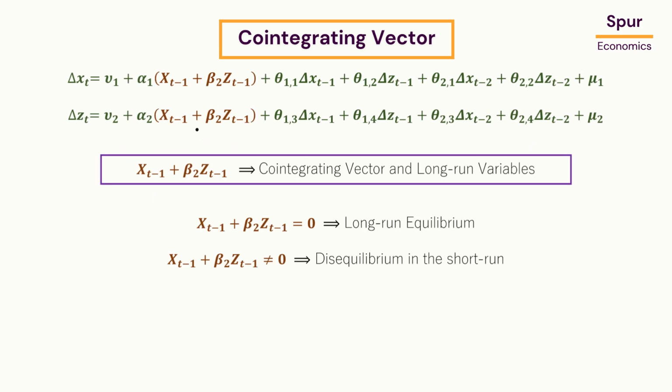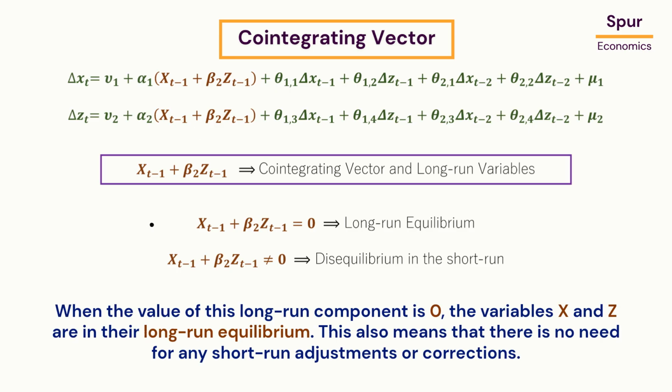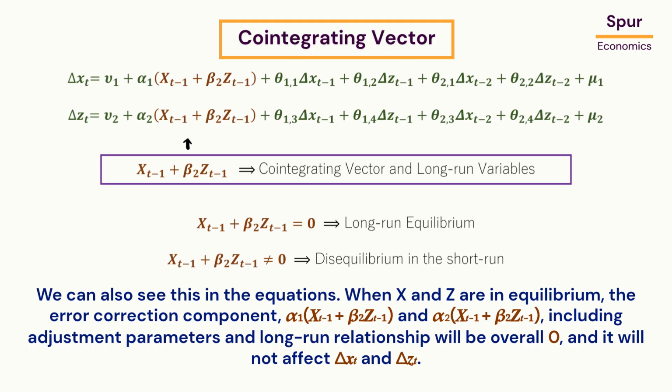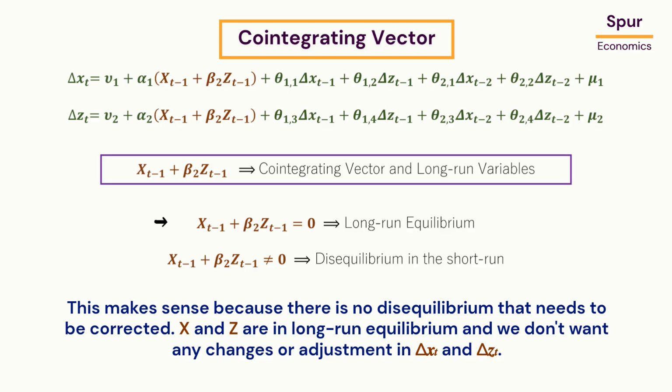The cointegrating vector and the long-run variables are shown in this part of the equation. When the value of this long-run component is 0, the variables x and z are in their long-run equilibrium. This also means that there is no need for any short-run adjustments or corrections. We can also see this in the equations. When x and z are in equilibrium, the error correction component including adjustment parameters and long-run relationship will be overall 0, and it will not affect delta xt and delta zt. This makes sense because there is no disequilibrium that needs to be corrected. X and z are in long-run equilibrium and we don't want any changes or adjustment in x and z.